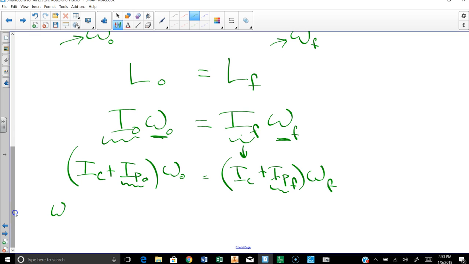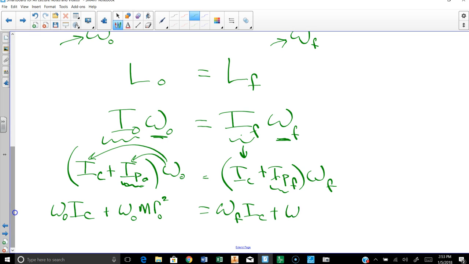So we're going to have omega 0 times I_C, so I distribute that times here. I'm going to multiply this times that, but at the same time, I'm going to expand this. That's going to be times the mass of the person times the radius, the distance from the person to the axis of rotation, initially squared. mr squared, as we treat the person like a point mass here. So the same thing over here. Final angular velocity, I_C, plus final angular velocity times m, same mass, same person, but now the radius is different. Final radius squared.